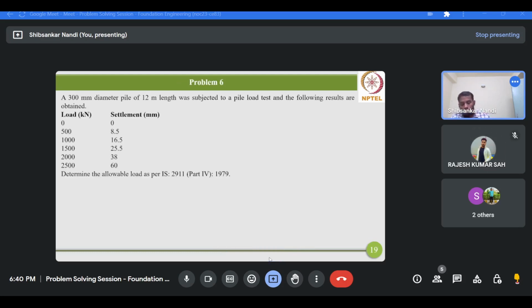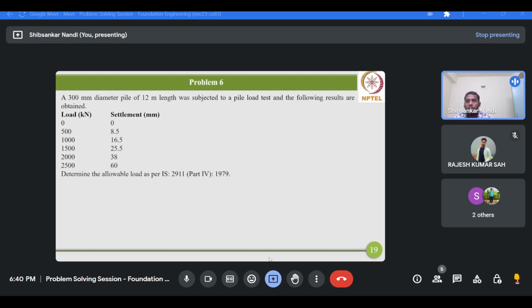Thank you. So we'll take our next problem, and this is the last problem for today's session. So one more problem is there, that is all about the homework. So we'll first solve this problem and then we'll discuss a little bit about the homework problem.